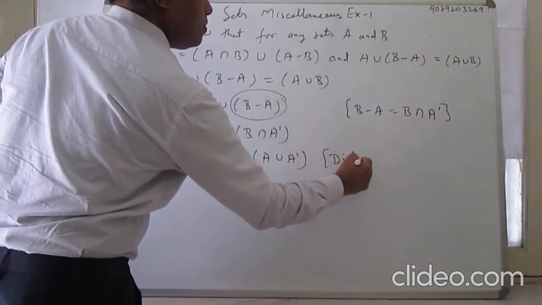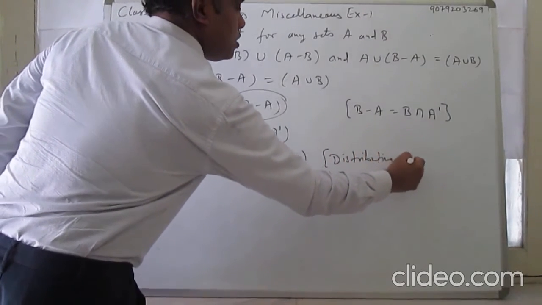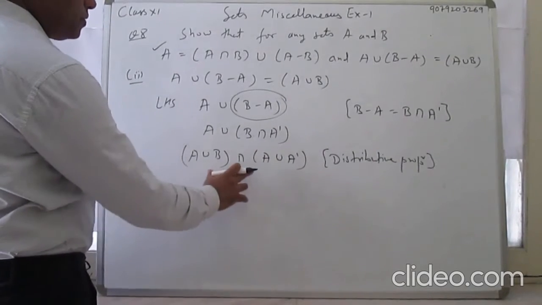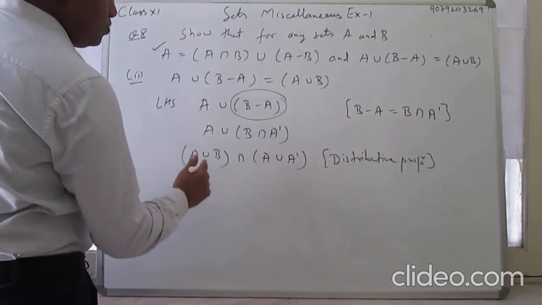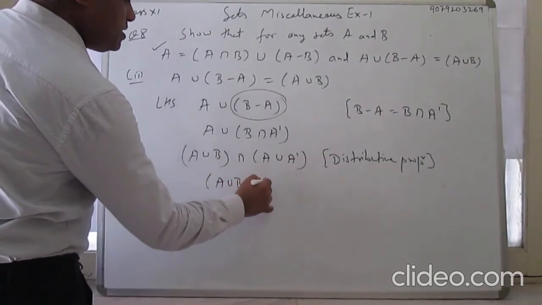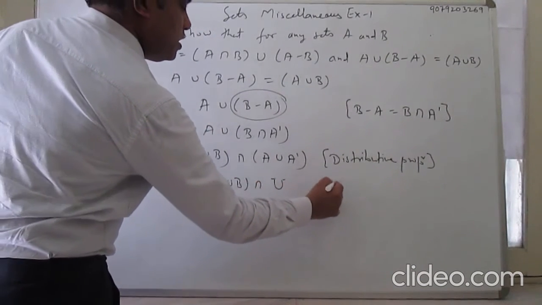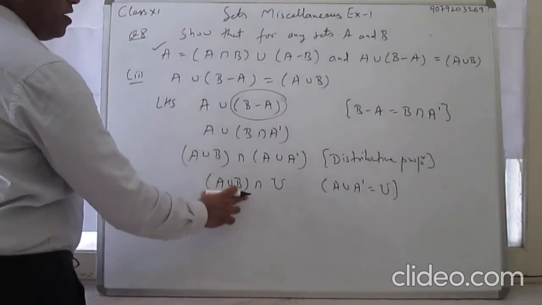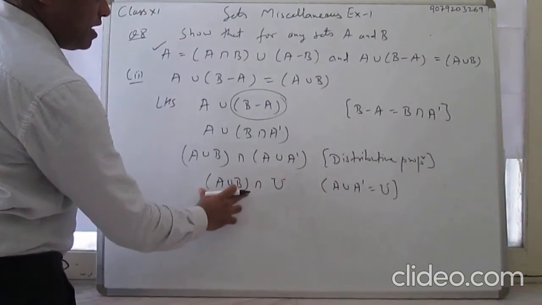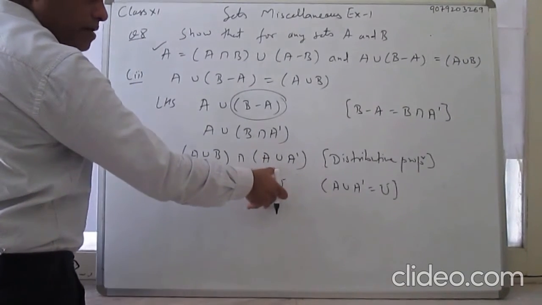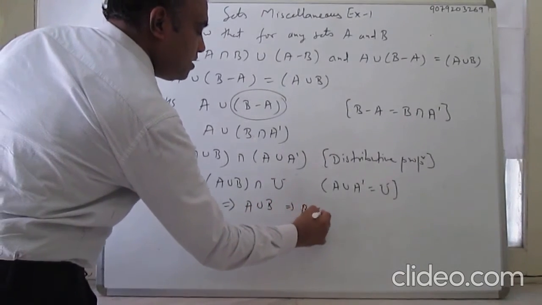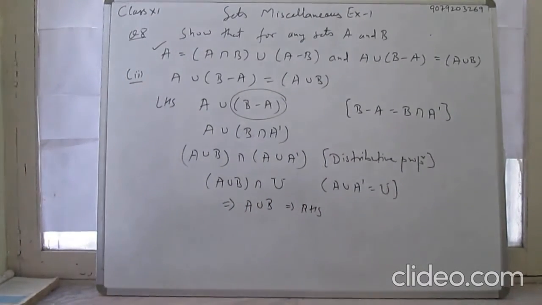This is the distributive property. Now A union A complement is the universal set. A union B intersection, instead of this you can write universal. A union A complement is the universal set. So A union B intersection universal, what will come? All the elements of A union B will be in the universal set. So this implies A union B is equal to the right hand side. Now I will take one more question, that is question 9.